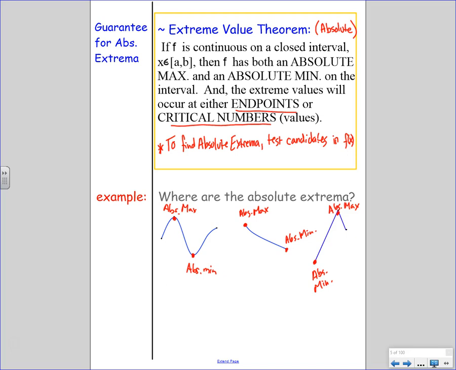Wait, so for the third one, would that be an endpoint as well? This would be an endpoint, but he wouldn't have won either of the absolute titles. Does that make sense? So, think about it. How high is your y? But who? These guys. We're only testing them.